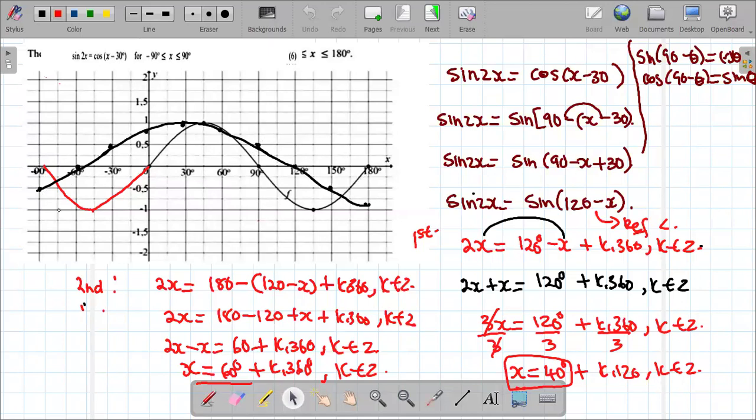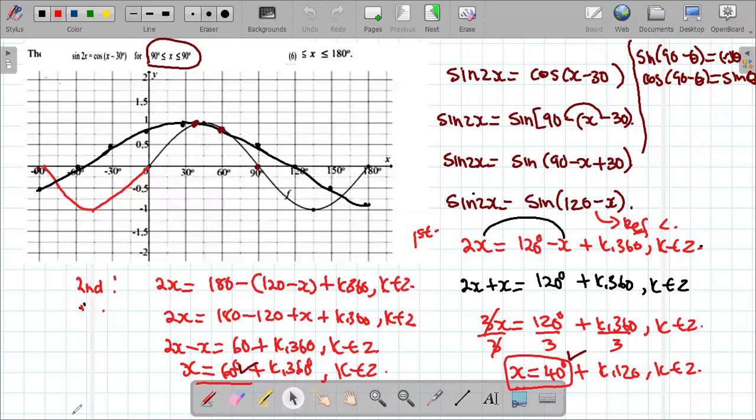Can you see that our graph meets here? They said between negative 90 and positive 90, so I'm focusing from here until here. Can you see that our graph meets at x equals 40, somewhere here? So that's the first answer. And again, where does our graph meet? X equals 60. Can you see that our graph also meets here? X equals 60. That's what we have. It really makes sense.